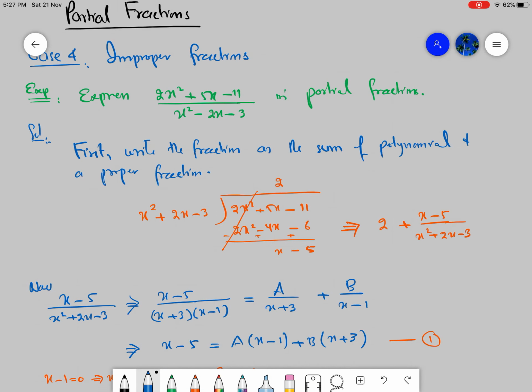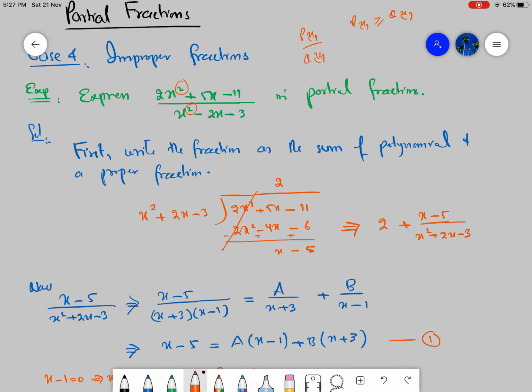Express (2x squared plus 5x minus 11) over (x squared minus 2x minus 3) in partial fractions. You can see that the degree of the numerator is 2 and the degree of the denominator is also 2. You remember that we said that if p(x) over q(x) are two polynomials, then it is an improper fraction if the degree of p(x) is greater than or equal to the degree of q(x). Here both the degrees are the same, therefore the fraction is an improper fraction.